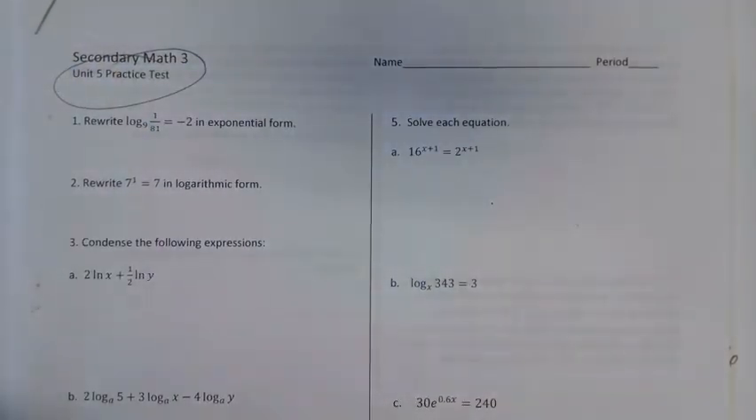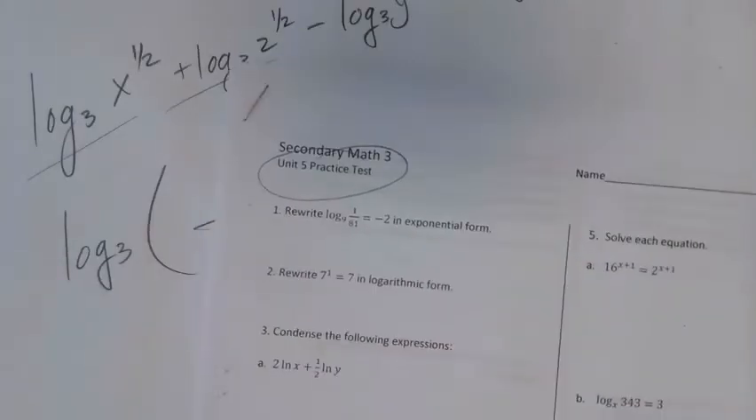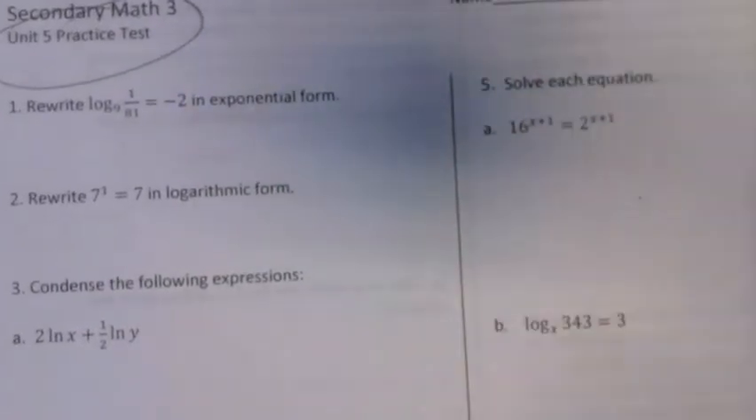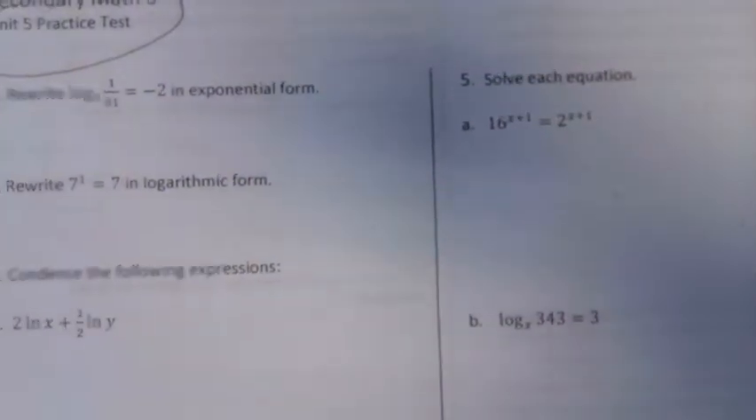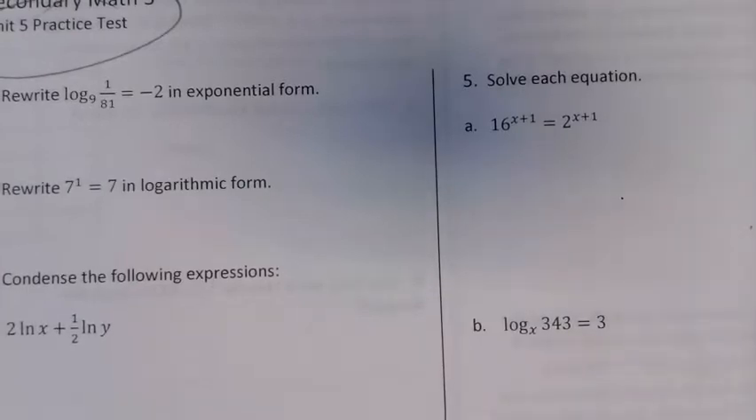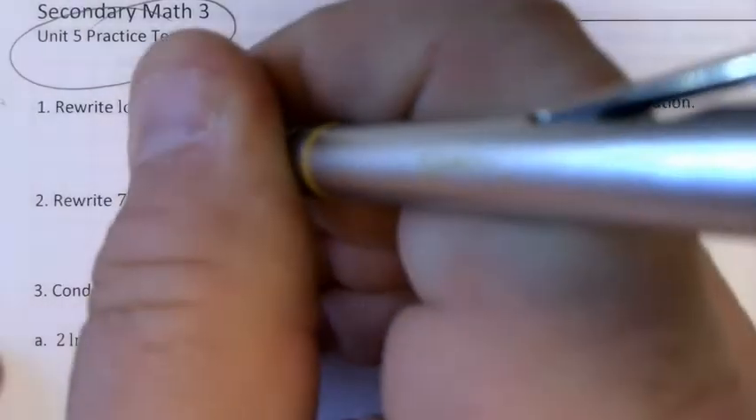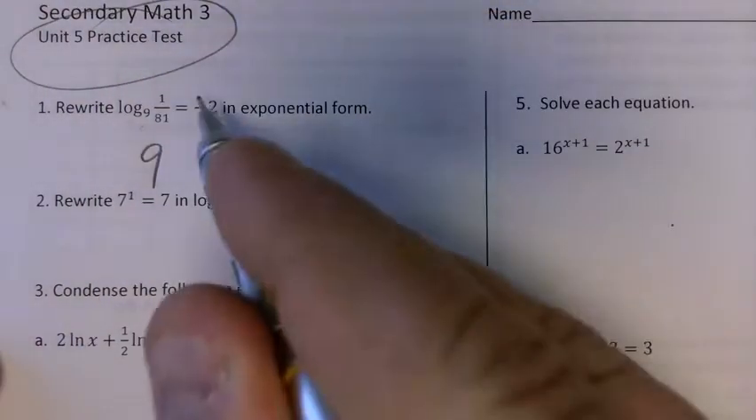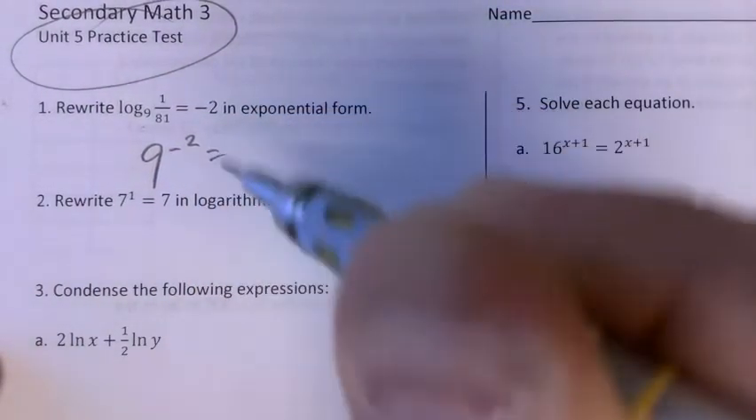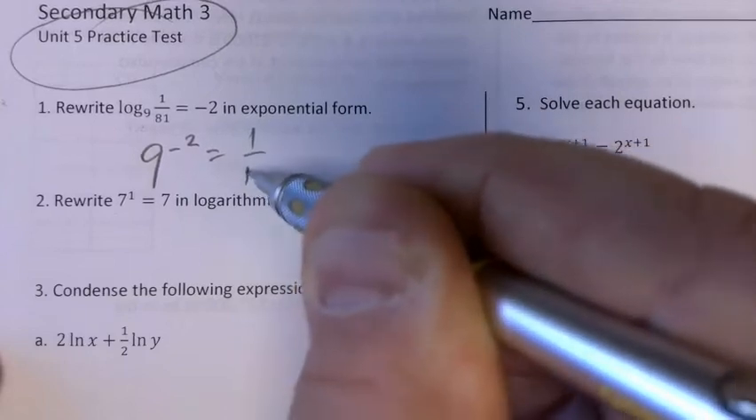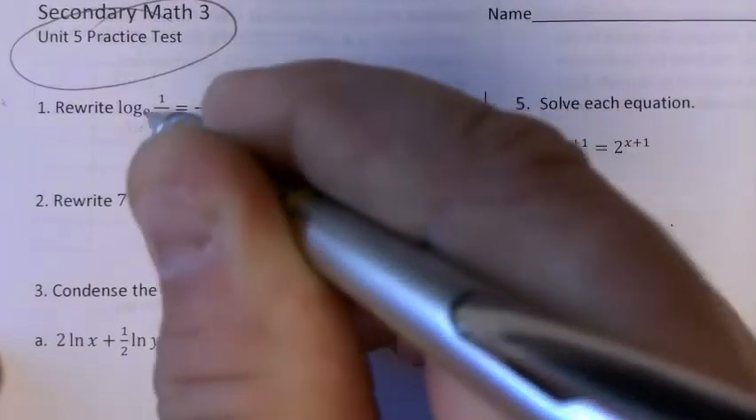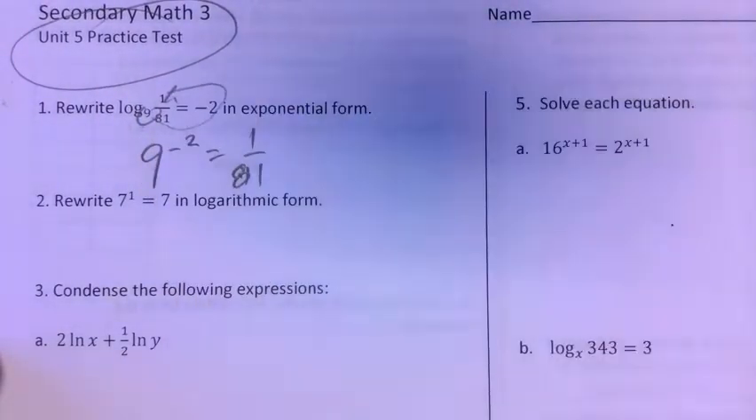So let's go ahead and take care of this. Let me get this set up. First of all, rewrite it in exponential form. If all I'm going to do is rewrite that, there we go. That's a little more in focus. I start with the base. The base here is 9, and so I got 9 to the power of negative 2 equals 1 over 81. So I just kind of go in a circle. 9 to the power of negative 2 equals 1 over 81.